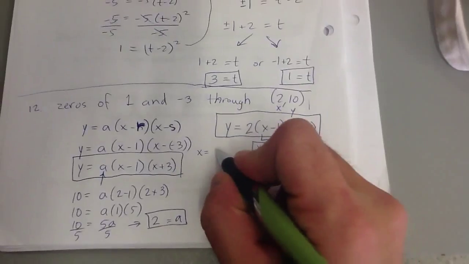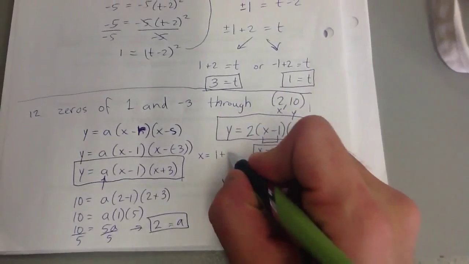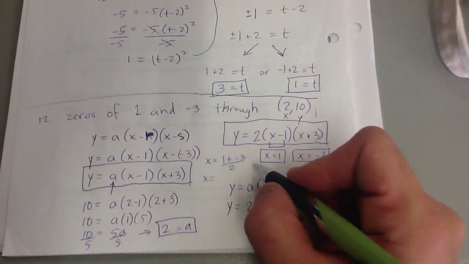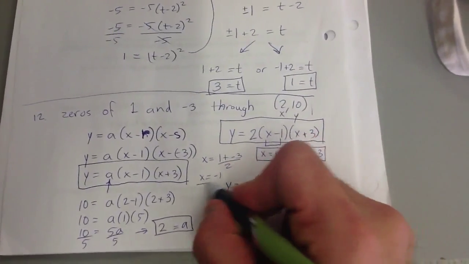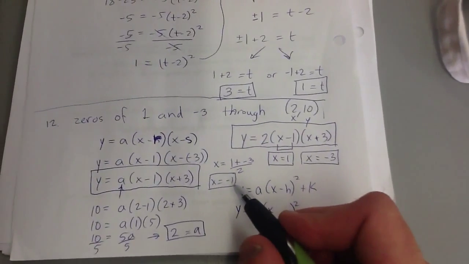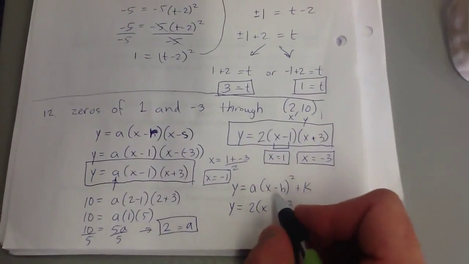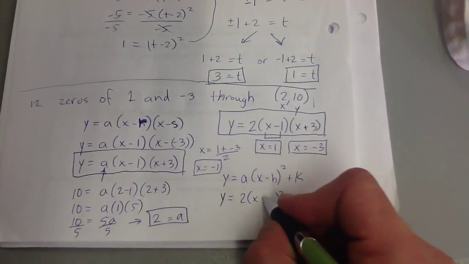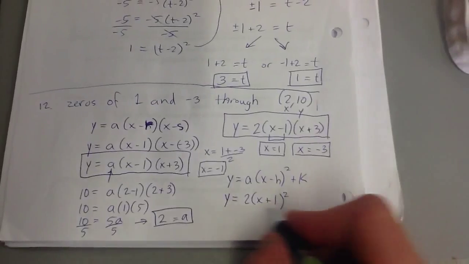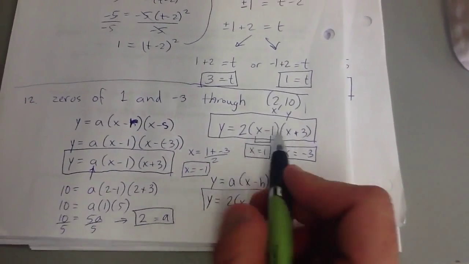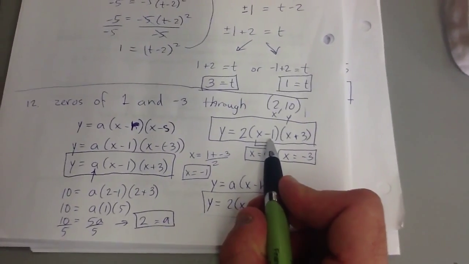That's what the equation of the axis is. The equation of the axis is add these things together, 1 plus -3, divided by 2. Well, 1 plus -3 is -2, divided by 2 is -1. So I know that the equation of the axis is x equals -1. So that is my h. x minus -1 is x plus 1. Now I can find my k as well by plugging in x equals -1 into this formula.